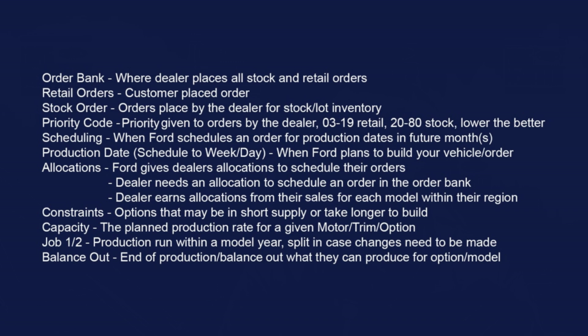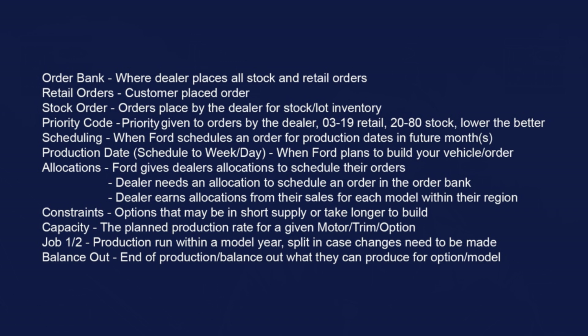So that's why it's always good to know how many orders your dealer has. Constraints, those are options that may be in short supply or take longer to build. And capacity, that's the planned production rate of a given motor, trim, or option. And then job 1 and 2, they will split the production into 2 job runs, a job 1 and a job 2. Some features may not be ready for job 1, so they're brought into production in what they call job 2.